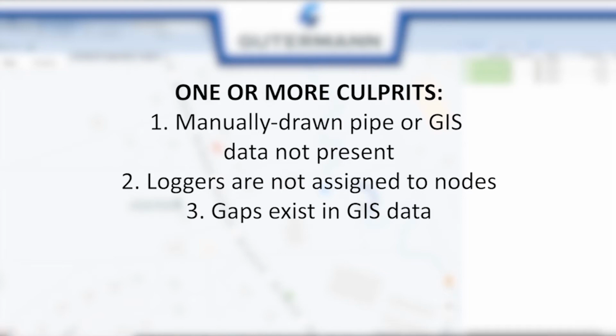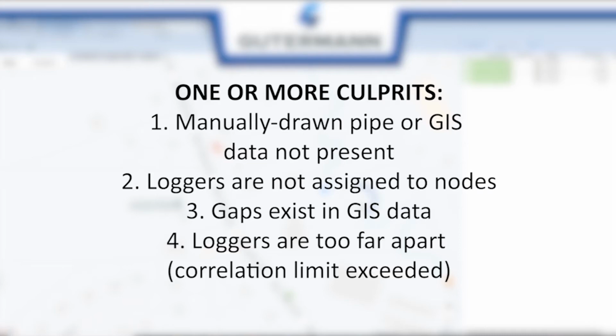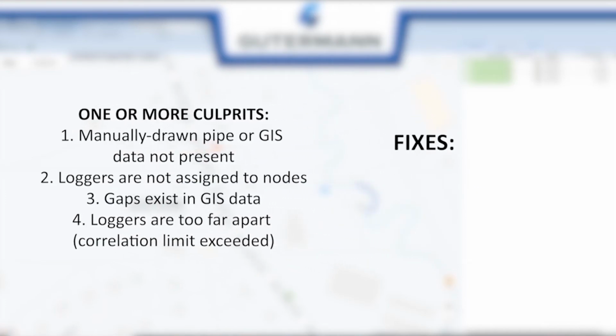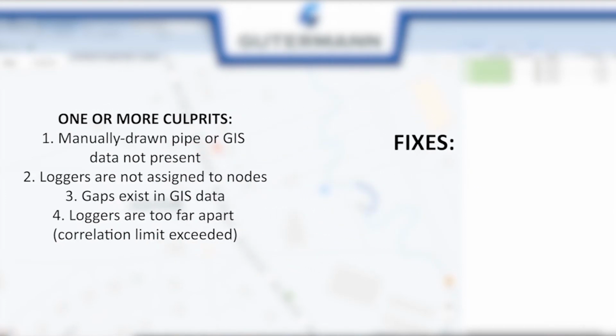So third, if there is pipe data and the loggers are assigned to it, then it could be that there's an error with the pipe data itself. It could be that there are pipe junctions that are not connected, or the straight length of pipe has a very small gap hidden in it. So lastly, if you checked all the previous culprits, ZoneScan Net has a correlation limit that is defaulted to a certain distance. And if the loggers are further than that distance apart, then you're going to see a double-headed arrow instead of a spot.